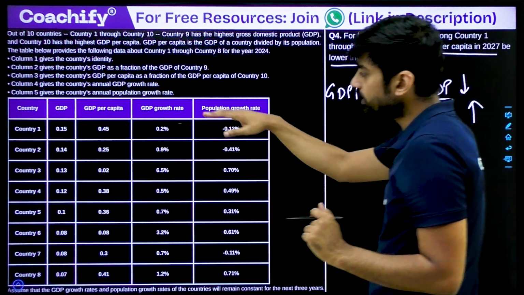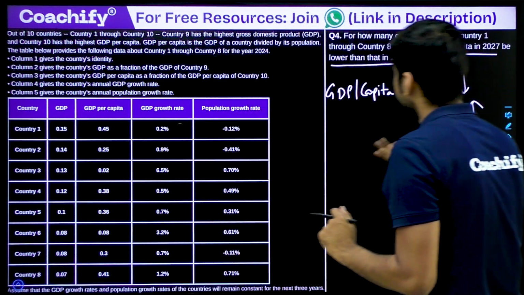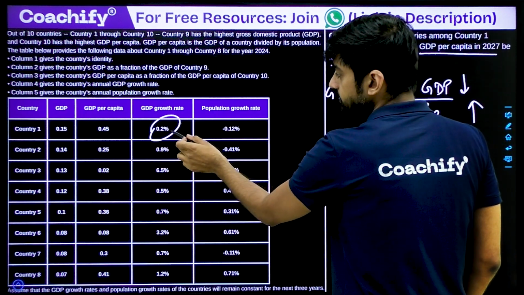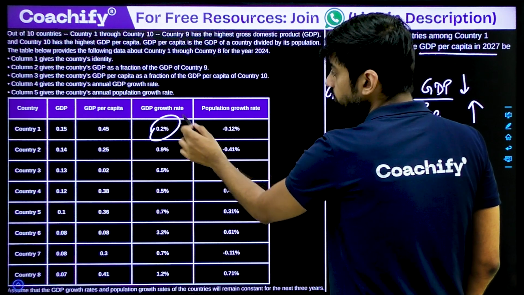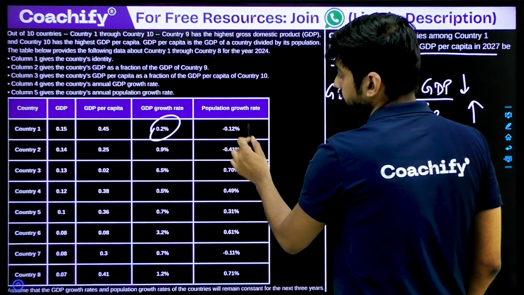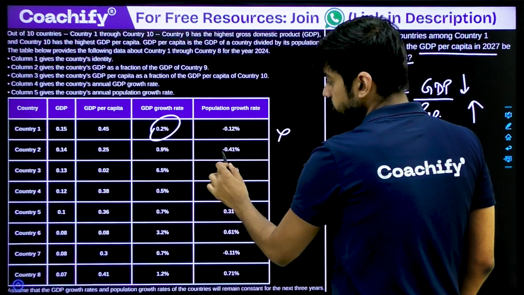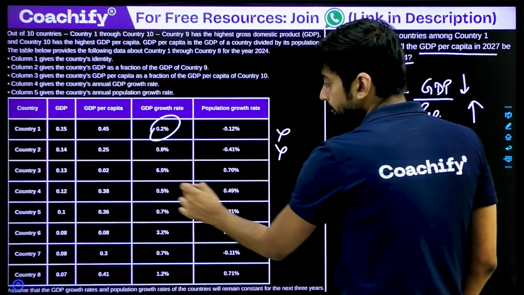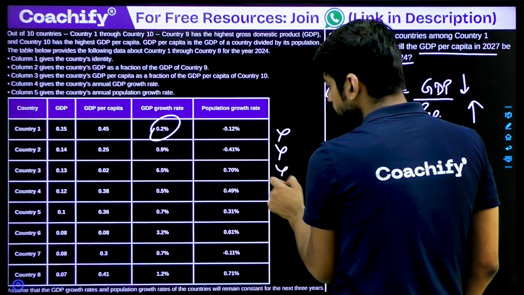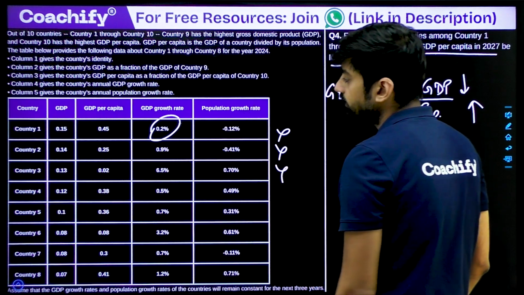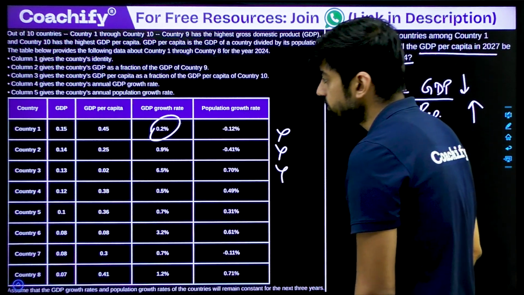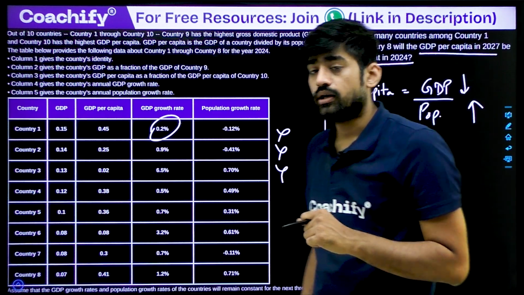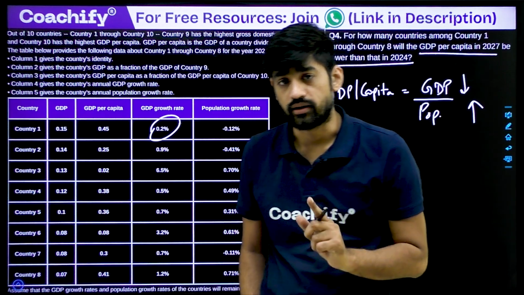When you check any of the countries, you will find that this is not happening. Let's say we talk about C1: the GDP growth rate is more than the population growth rate, eliminated. Again here also you can see the GDP growth rate is more than the population growth rate, eliminated. The GDP growth rate is again more than that. So when you check all the 8 countries, you will find that there is no country for which the population growth rate is more than the GDP growth rate. So the correct answer is 0 countries.